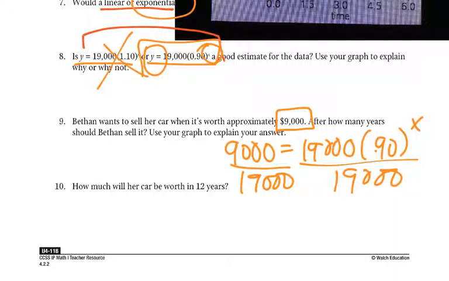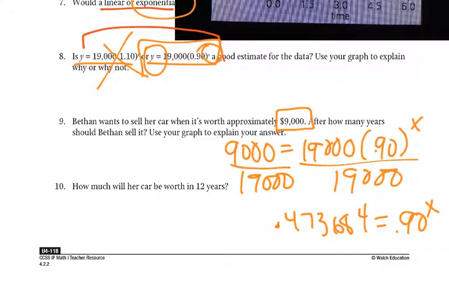Okay. So in my calculator I find my calculate screen. And I go 9,000 divided by 19,000. And that gives me 9 over 19, but we want the decimal, right? So about 0.47. So 0.473684 equals 0.9 to the x.